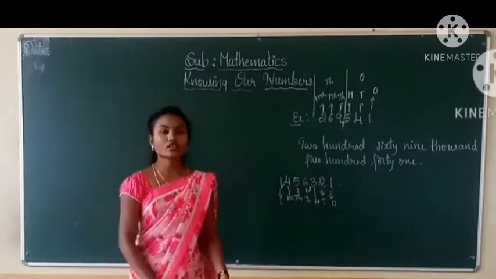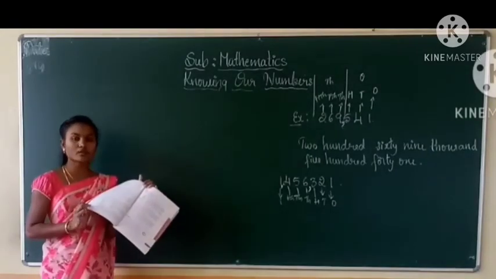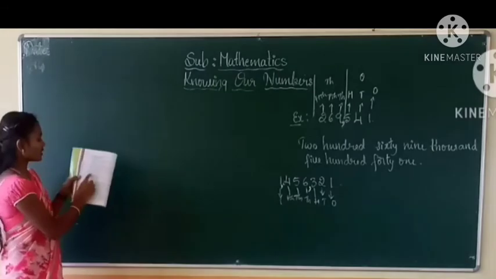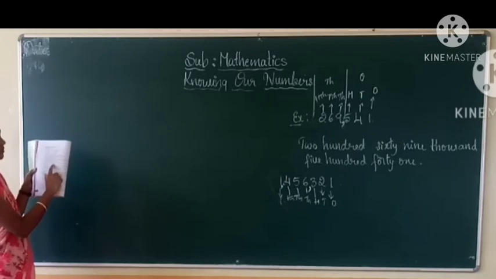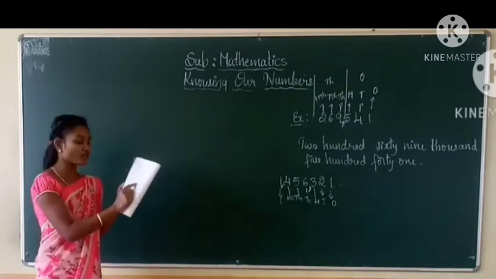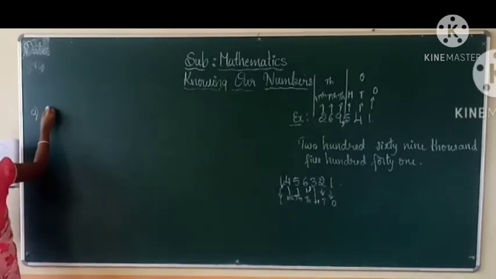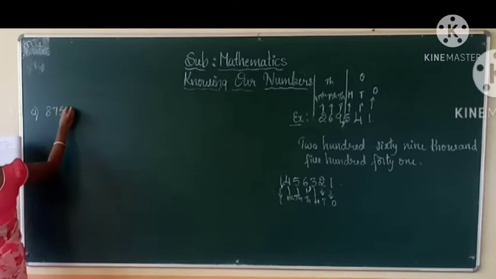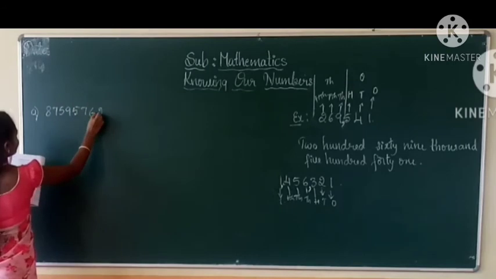Now take your textbook and open page number 12. In that, see the third one. Insert commas suitably and write the names according to the Indian system of numeration. So the first one is 8, 7, 5, 9, 5, 7, 6, 2.